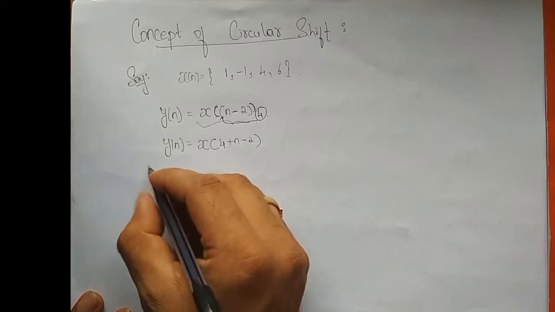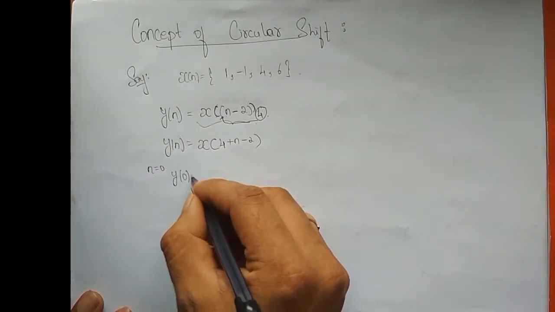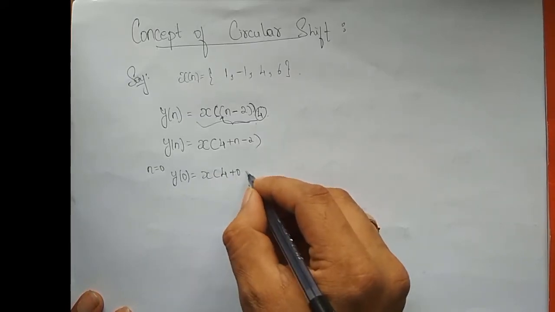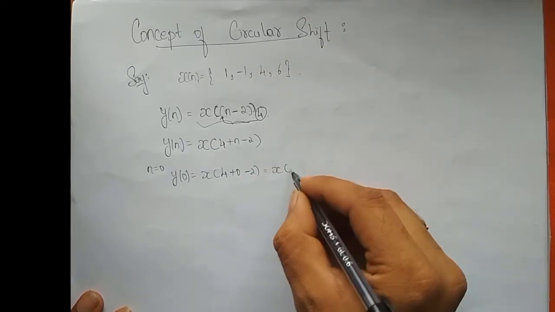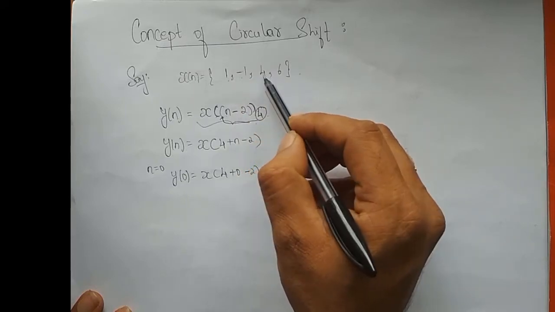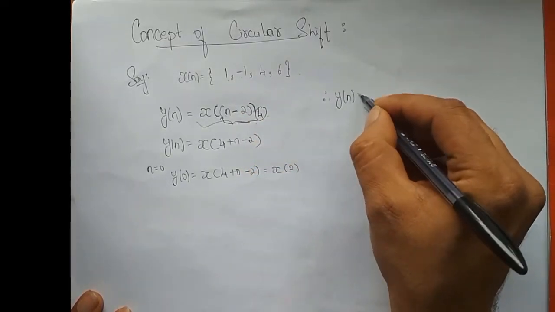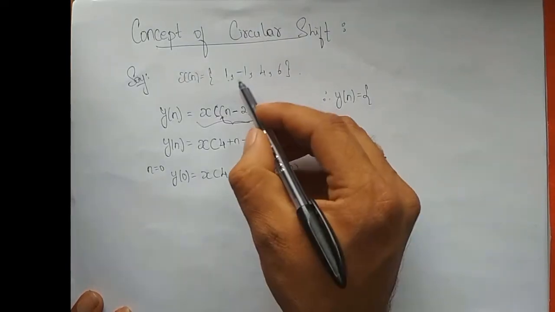Okay, now we'll put values for n. When n equal to 0, what do I get? y of 0 is equal to x of 4 plus 0 minus 2. Correct? This is equal to x of, what is 4 minus 2? It is 2. So what is the value of x of 2? This is x of 0, x of 1, x of 2, which is 4, right? So therefore the first sample of y of n is x of 2, and what is the value of x of 2?